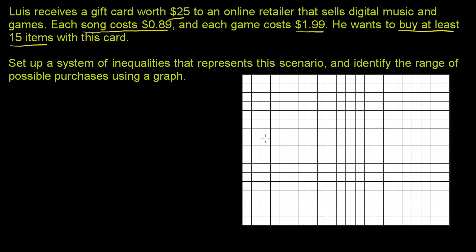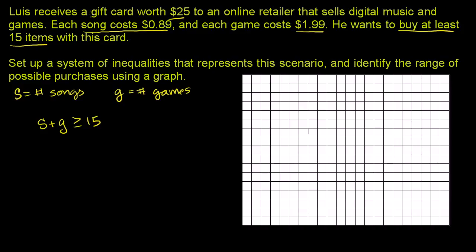And that's why we have some graph paper over here. So let's define some variables. Let S equal the number of songs he buys, and let G equal the number of games that he buys. Now, if we look at this constraint right here, he wants to buy at least 15 items with this card. So the total number of items is the number of songs plus the number of games, and that has to be at least 15. So it has to be greater than or equal to 15. That's what that constraint tells us.